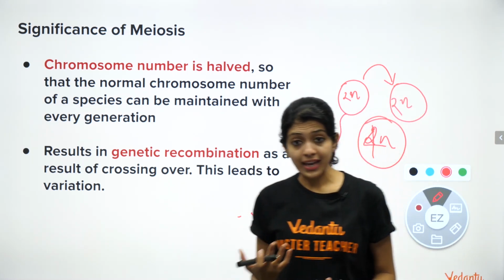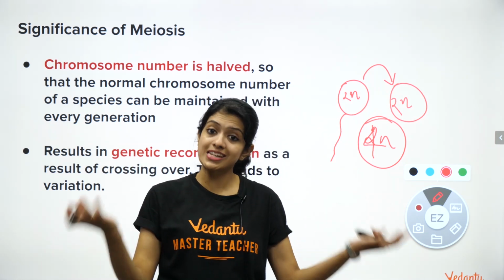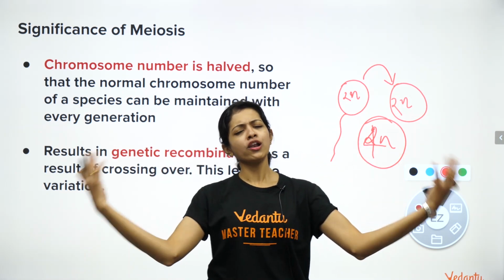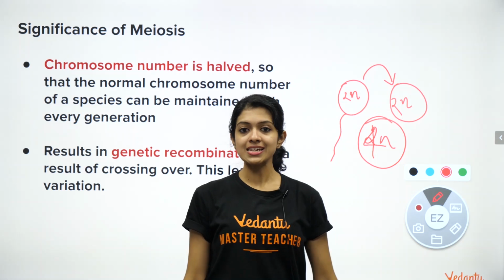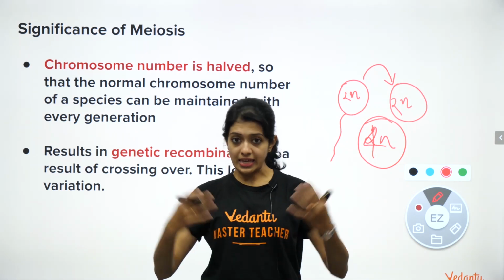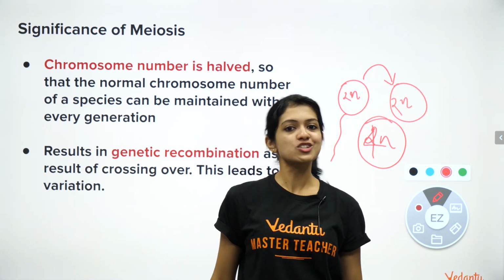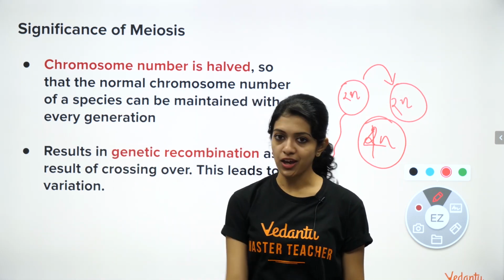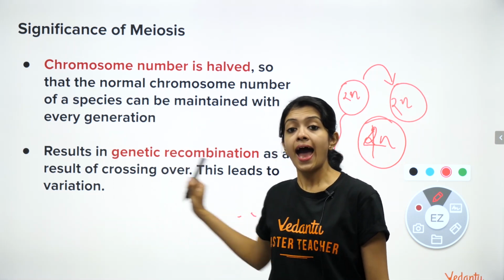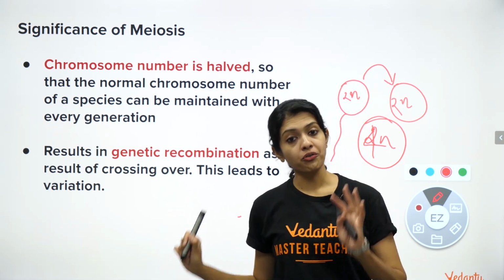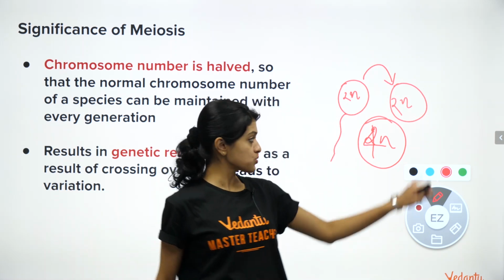This leads to variation. Now, if genetic recombination did not occur, if crossing over did not happen, all of us human beings would look exactly like carbon copies of each other. Right? We all look different from each other. Each of us is special and unique only and only because of the process called crossing over that happens in meiosis. So maintenance of the number of chromosomes and having a lot of variation or recombination are the 2 major significant aspects of meiosis.